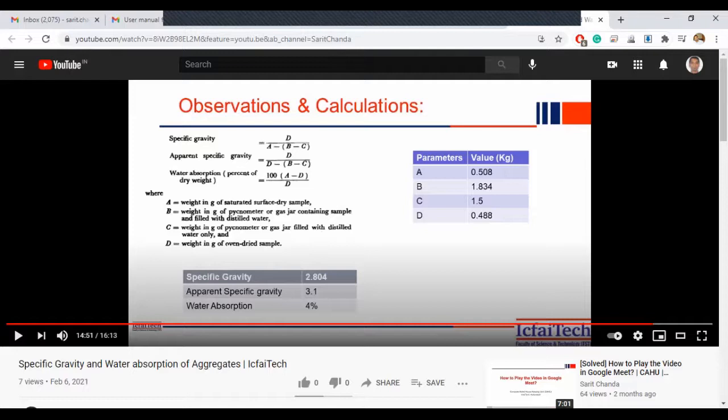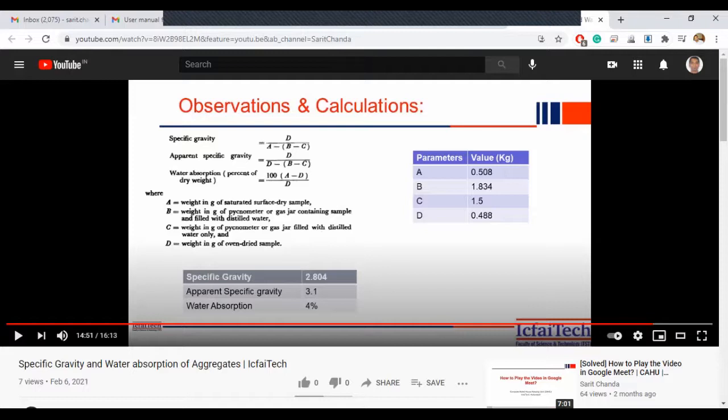What is A? A is the aggregate filled with water for 24 hours. We keep it in the water, so all the water is now inside the aggregate. The aggregate has absorbed the water, which is A minus D. What is D? D is the dry sample, right? And how much is the dry weight? So A minus D will give you how much water has been absorbed by the aggregate. That is A minus D.